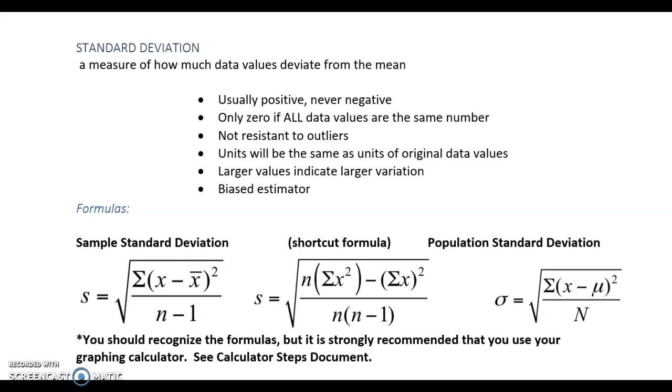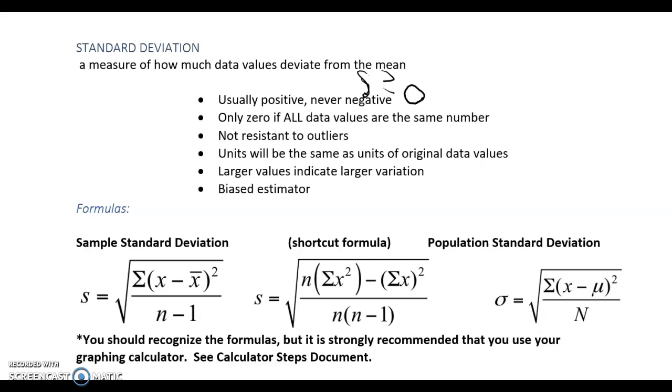The next measure of variation is the standard deviation, a measure of how much data values deviate from the mean. I like to say that the standard deviation tells you on average how far a data value is away from the mean. It's never negative, which means it can be a number that's 0 or greater. So the standard deviation is always greater than or equal to 0. It's only 0 if all the data values are the same number.